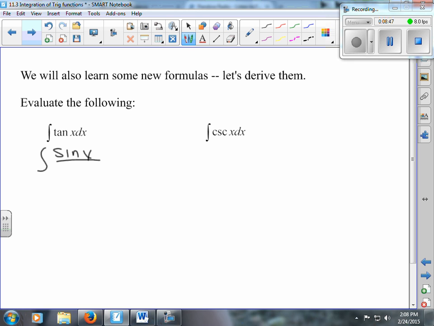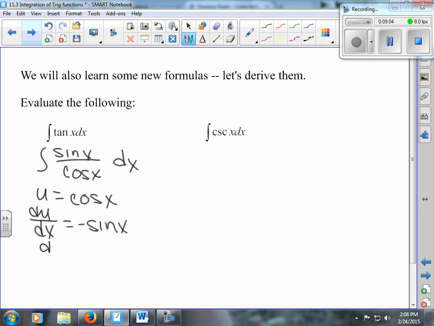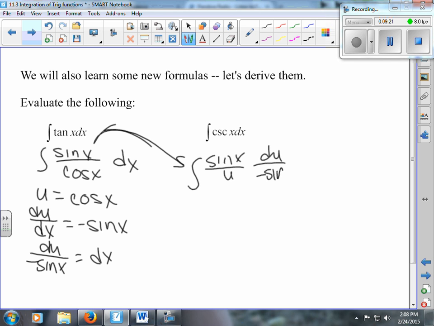Okay, so for tangent, this is a very simple derivation. What you want to do is write this as sine of x over cosine of x dx. Right? Tangent is the same as sine over cosine. We're going to do a u substitution and let u be the denominator, the cosine of x. The derivative of cosine is negative sine. And so notice that that's going to cancel. So du over negative sine of x is dx. And so when I rewrite this integral of tangent of x, of sine of x over cosine of x, I'll have sine of x over u, and then dx will be replaced with du divided by the negative sine of x. So the sine of x is canceled, and I have negative du over u.